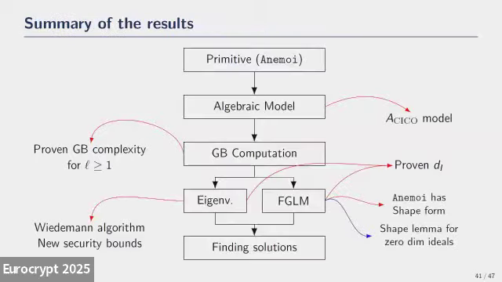OK. A summary of the results. So what we have done is that we have defined a new polynomial model for an MOE. This polynomial model gave us the possibility to compute the Gröbner basis complexity for whatever parameter. And then what we have done is that we have applied the Wiedemann algorithm to exploit the sparseness of the multiplication matrices. And then we have obtained new security bounds. And regarding FGLM, other than proving the quotient ring dimension, we have proven the shape lemma for zero-dimensional ideals in general that has no solutions at infinity.